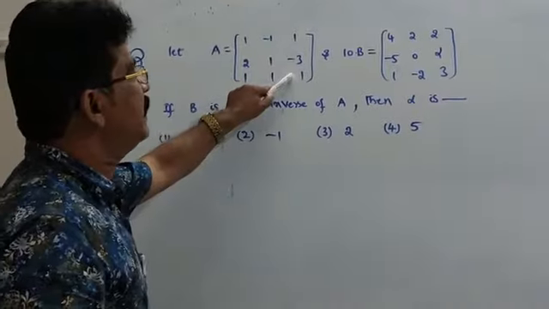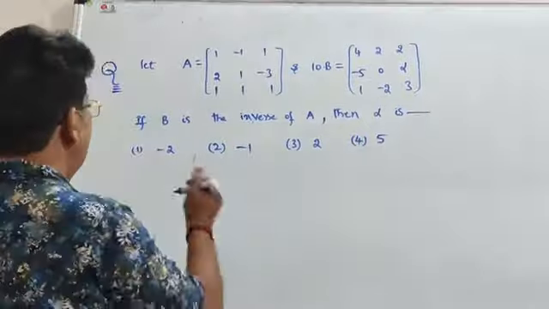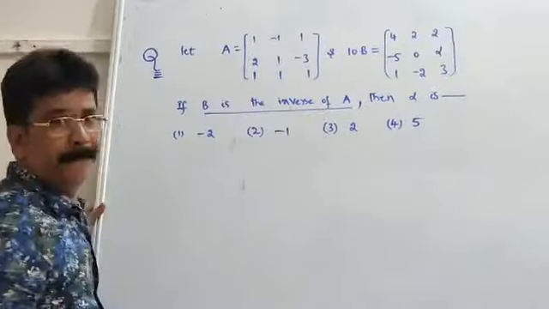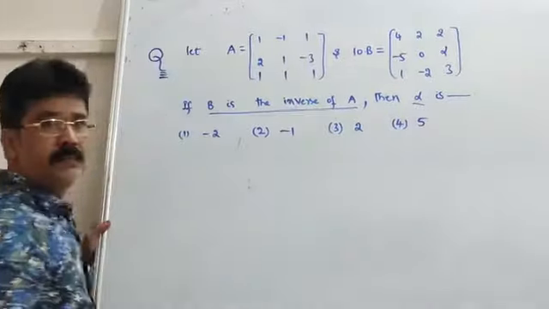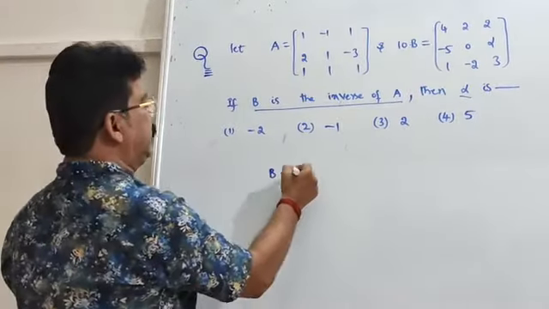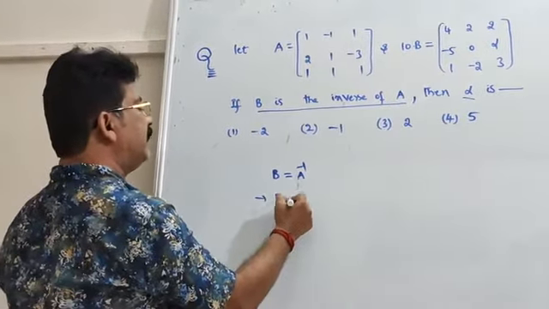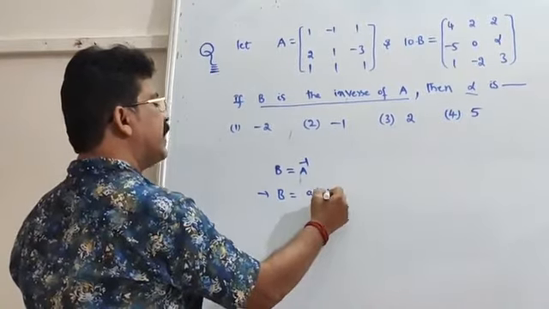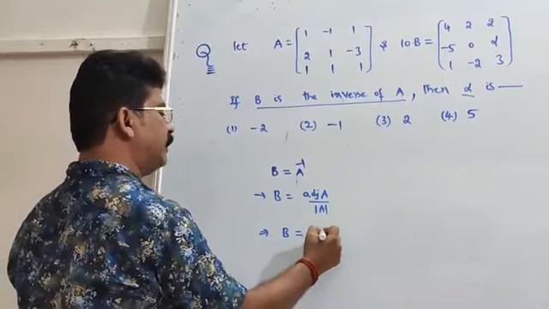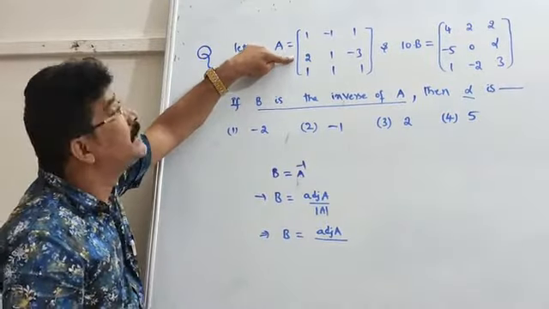Let capital A be a 3 by 3 matrix and 10B equal to a 3 by 3 matrix. The main condition given is that B is the inverse of capital A. Then find alpha. So B is the inverse of A. That implies capital B equals A inverse, whose formula is adjoint A by det A. So capital B is equal to adjoint A by det A.